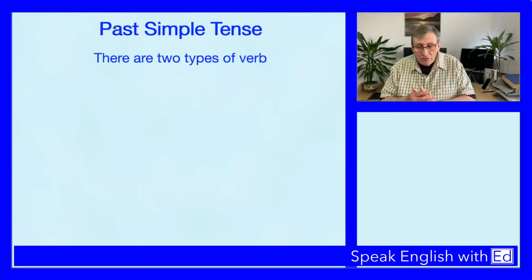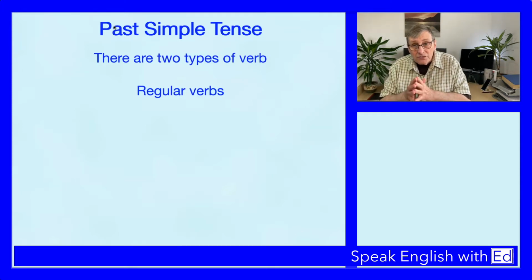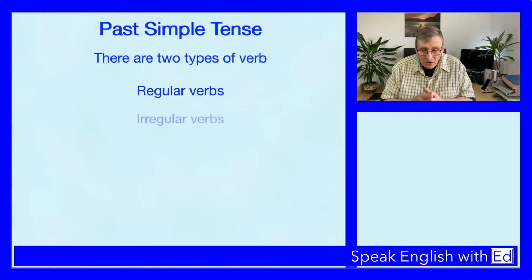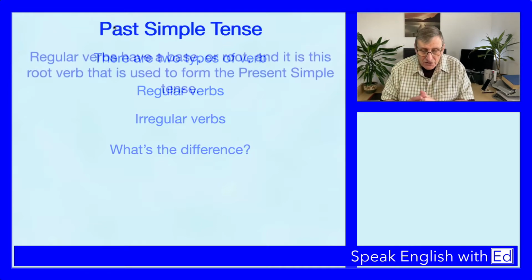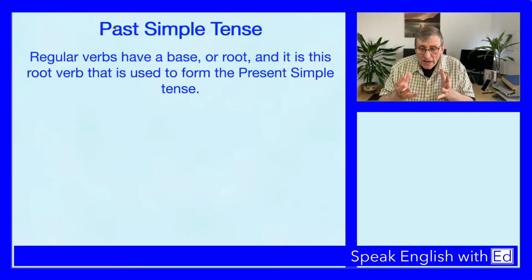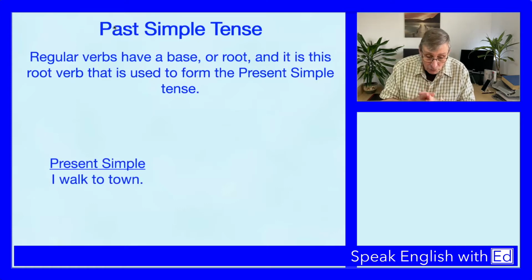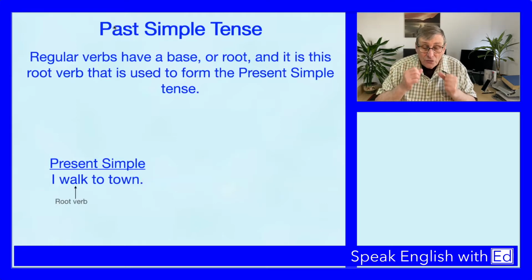And there's two types of verb. There's regular verbs, verbs which conform to certain rules and regulations and conditions, and there are irregular verbs. So what's the difference between the two? Well, regular verbs have a base or a root, and it's this root verb that is used to form the present simple tense. For example, I walk to town. It's a present simple. Now, walk is the root verb in this little sentence.